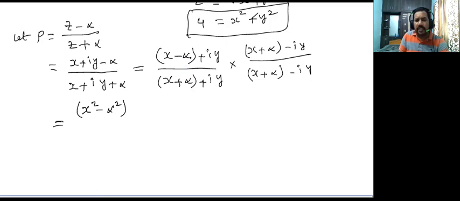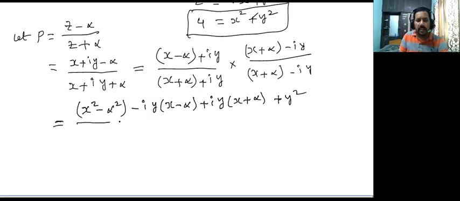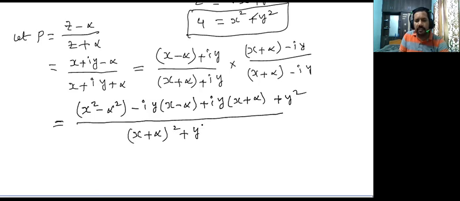Next, (x − α) into (−iy), that is −iy into (x − α), plus multiply with iy into y into (x + α). Now plus into minus, minus iy into i square y square. i square value is minus 1, so we get plus y square, divided by the denominator, we get (x + α) whole square plus y square.